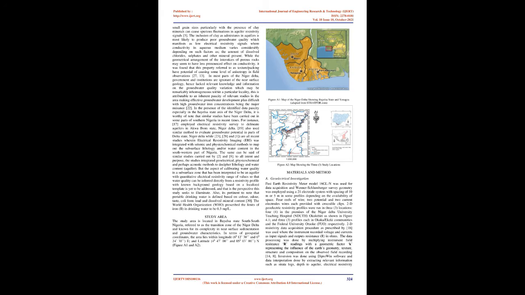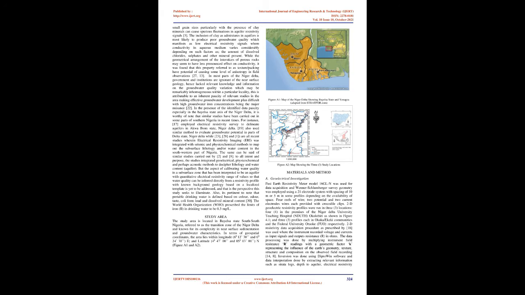Aquifer resistivity is controlled by the resistivity of pore fluids, water content and water quality. Small grain sizes, particularly with the presence of clay minerals, can cause spurious fluctuations in aquifer resistivity signals. [5] The inclusion of clay as admixtures in aquifers is most likely to produce poor groundwater quality, which manifests as low electrical resistivity signals where conductivity in aqueous medium varies considerably depending on such factors as the amount of dissolved chlorides, sulfates and other mineral present.